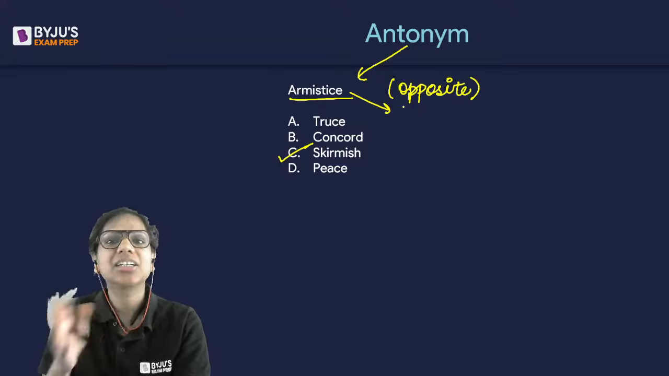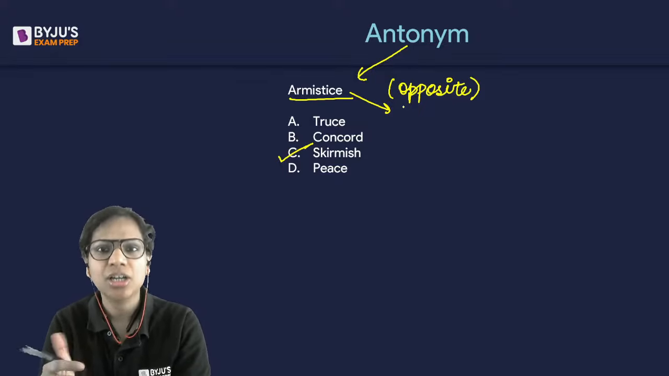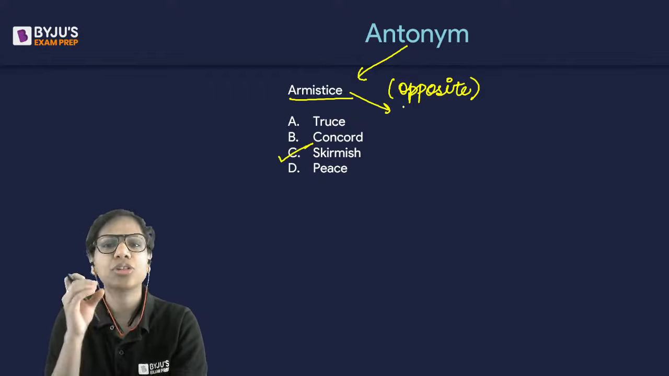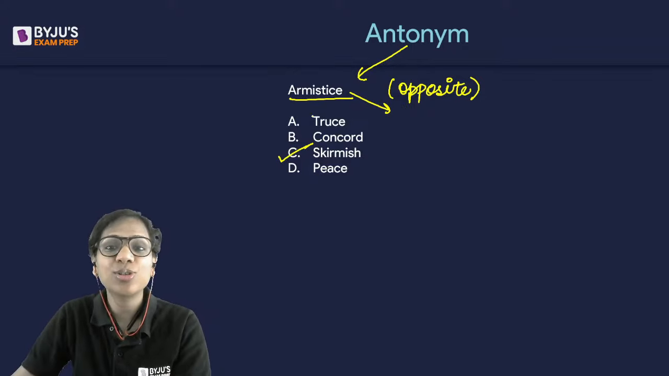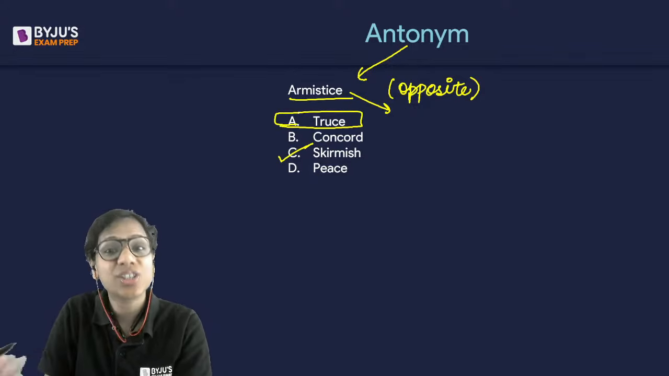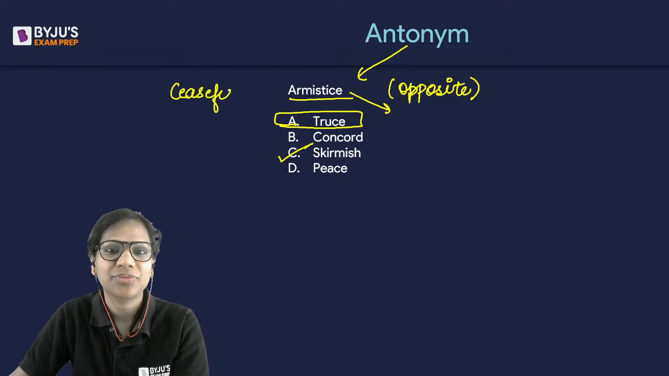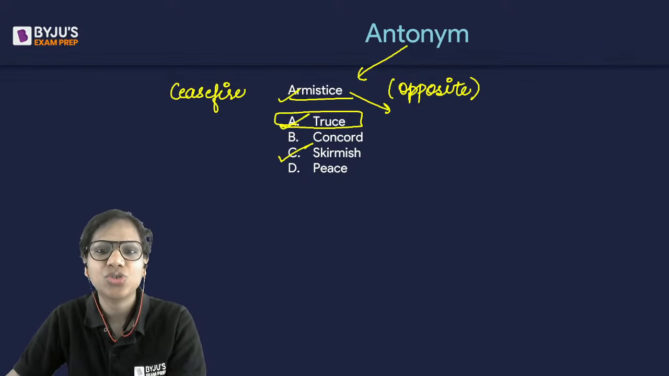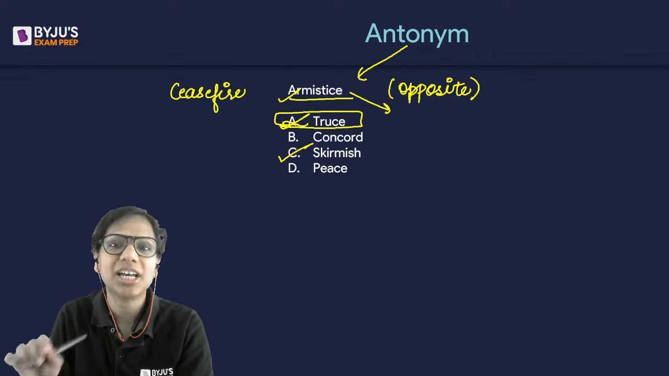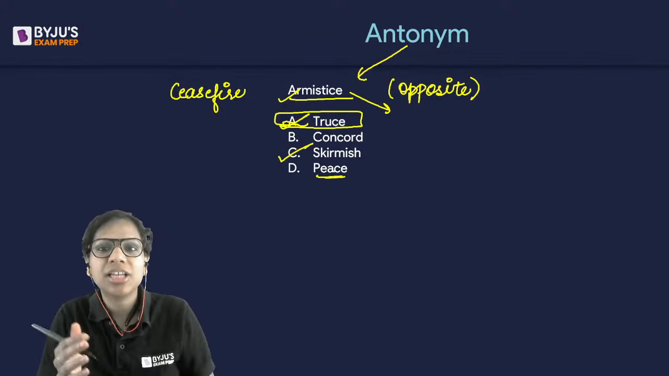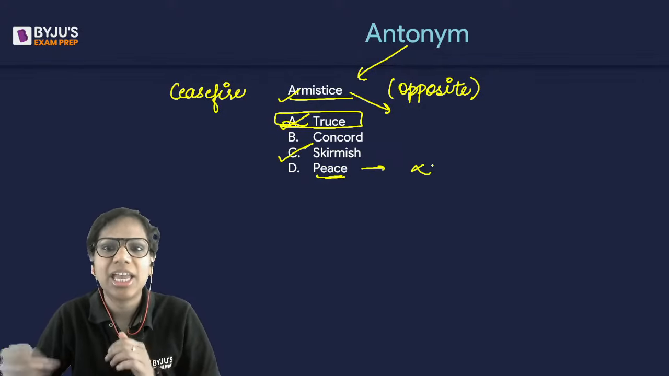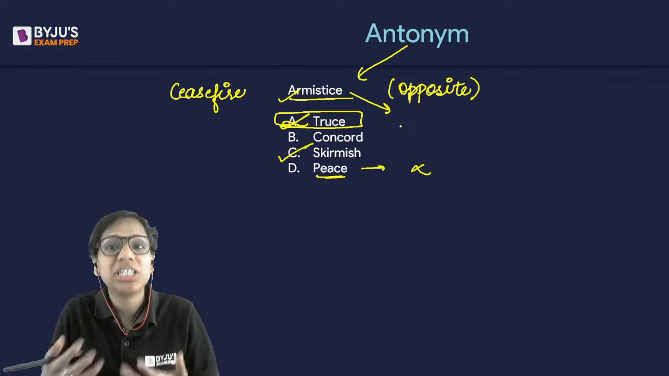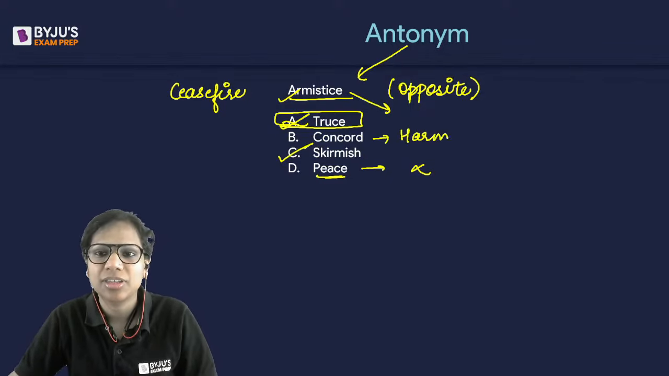An armistice is an agreement. So, let's say two countries are fighting. So, to stop war between them, for a certain period of time, they may sign an agreement. This agreement is called armistice. It is also called a truce. It is also called ceasefire. You must have heard this word ceasefire. Right? So, armistice, truce, ceasefire, they are synonyms. So, A cannot be the answer. Peace, again, the idea is to stop fighting. So, armistice is signed so that peace can prevail. Eliminated. Concord again means harmony.